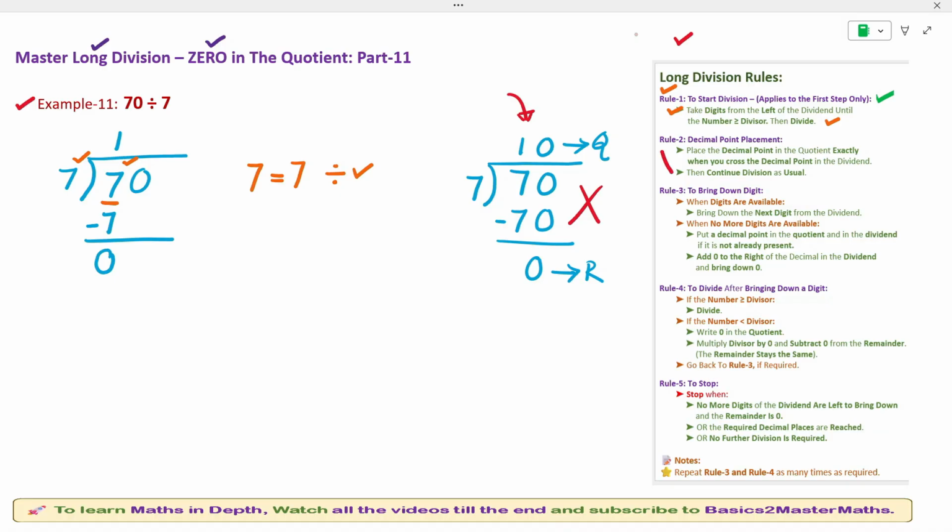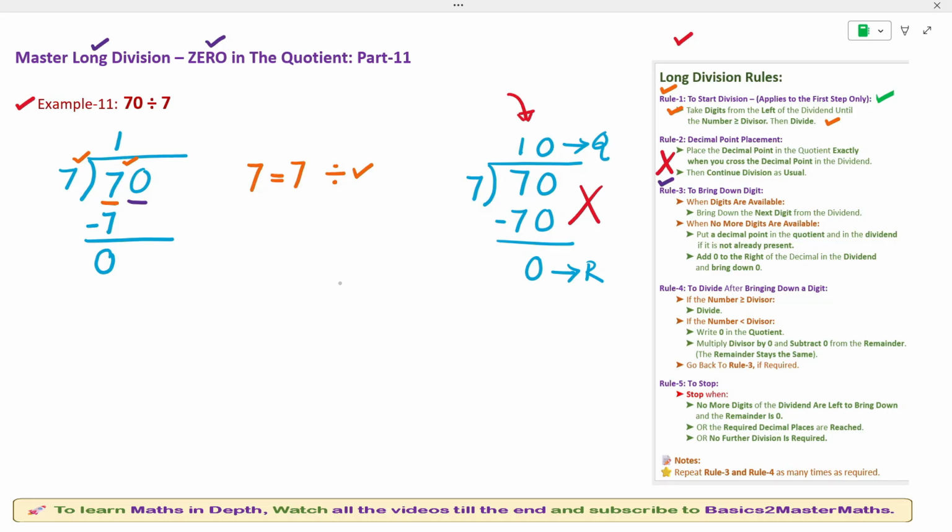In this case, rule 2 is not applicable because 70 is not a decimal. Before going to rule 3, check whether any digits are available in the dividend to bring down. In this case, the digit is available.